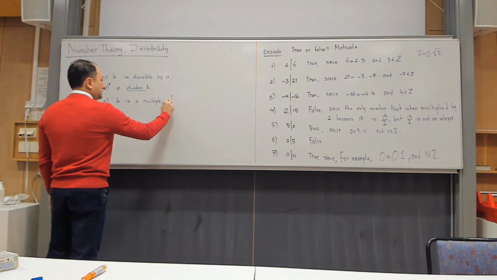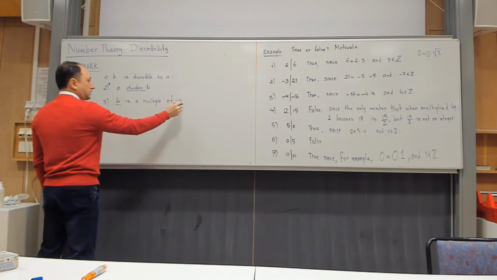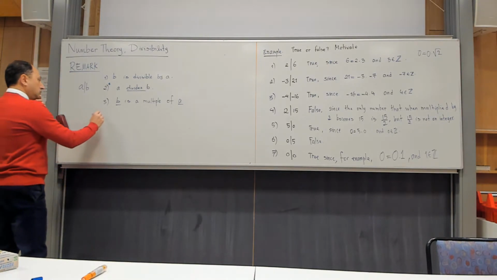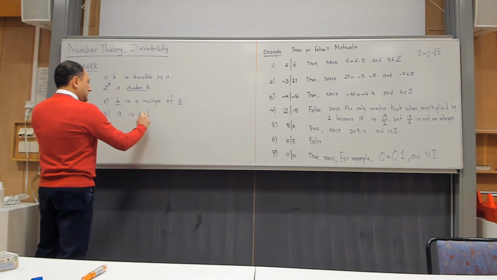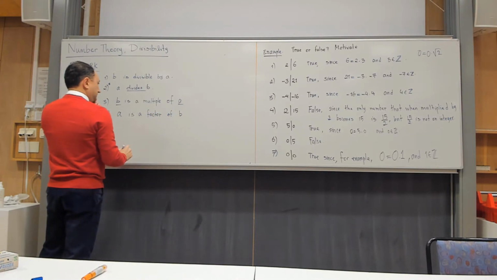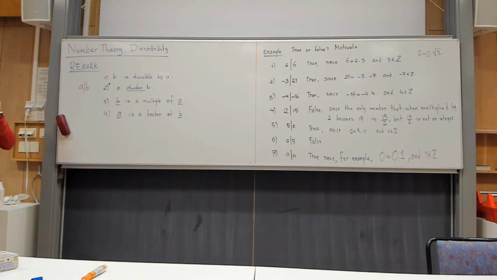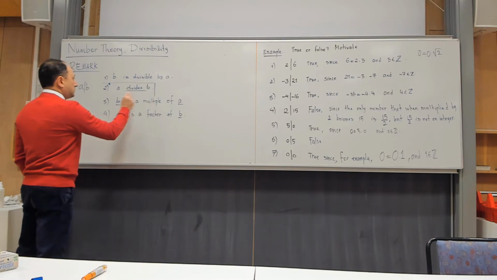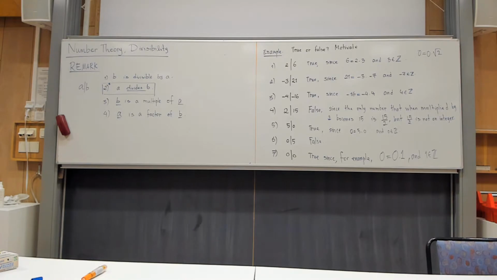Another way of reading it is to say that B is a multiple of A. So I underline this A, don't get confused with this article, okay? B is a multiple of A, or we can say that A is a factor of B. Most of the time, more than 90%, I use this phrase, yes? I say A divides B. It means B is divisible by A, okay?